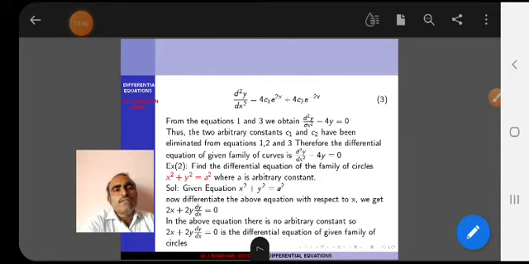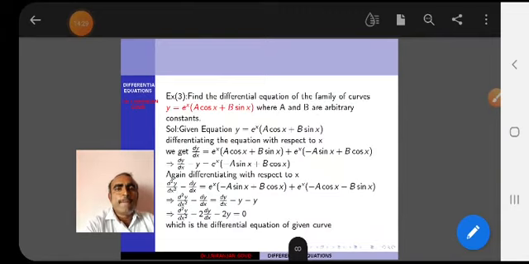The given equation is x² + y² = a². Differentiate the equation with respect to x. So you get the derivative of x², which is 2x, plus the derivative of y², which is 2y times dy/dx, equal to, since a² is constant, 0. You may write this as x + y dy/dx = 0. In this equation, there is no arbitrary constant, right? So you may take this as the differential equation of the given family of circles. So x + y dy/dx = 0 is the differential equation of the family of circles.